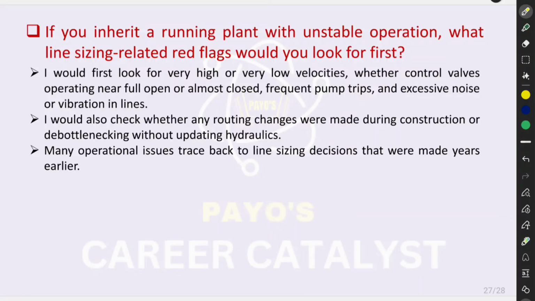Final question. If you inherit a running plant with unstable operation, what line sizing related red flags would you look for first? I would first look for very high or very low velocities, whether control valves are operating nearly full open or almost closed, frequent pump trips, and excessive noise or vibrations in the line. I would also check whether any routing changes were made during construction or debottlenecking without updating hydraulics. Many operational issues trace back to line sizing decisions that were made years earlier.